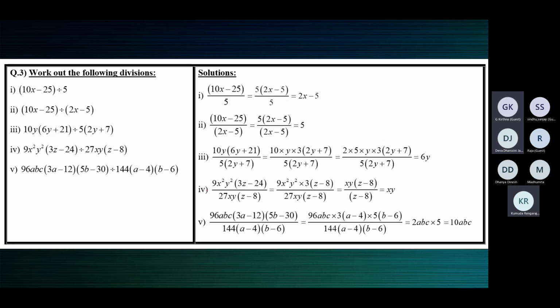Okay, let's see the first one, children. So again, the golden rule is to be applied first. In the numerator, the two terms have 5 in common. 5 into 2x is 10x. 5 into minus 5 is minus 25. 5 and 5 get cancelled, and 2x minus 5 is the result. Correct? Yes, ma'am. Okay.